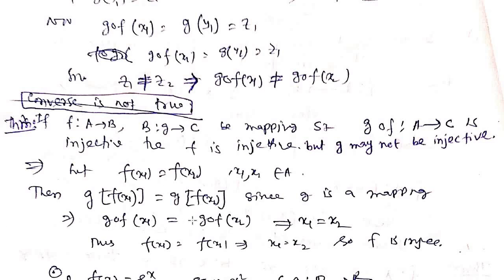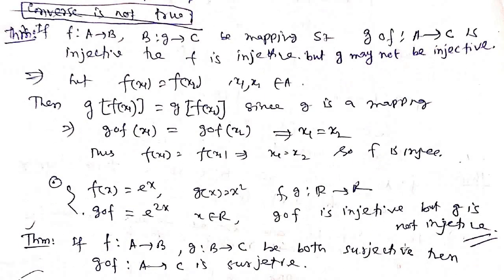So g compose f(x1) equal to g compose f(x2). This implies x1 equal to x2 because these are injective. So we have assumed that these two are equal, and we have proved that x1 equal to x2. That is, f is injective. But g may not be injective.